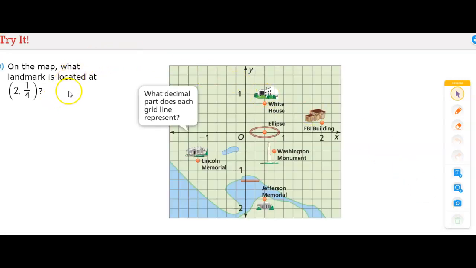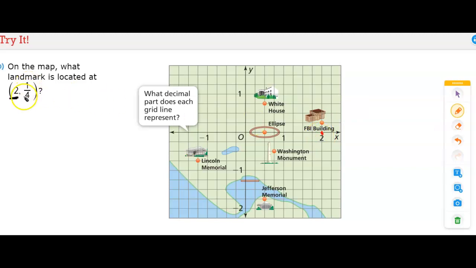On the map, what landmark is located at 2 1/4? So we're going to look at the first number, which is our x-axis. Let me choose a different color. Red. And so 2 is positive. So we're going to go 1, 2. Oh, sorry. I need to look at my numbers. Here's 0, but here's my 1. And then here's 2. So I have to go all the way to 2. So that's where 2 is.